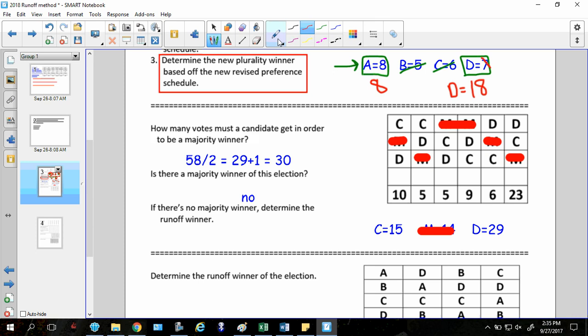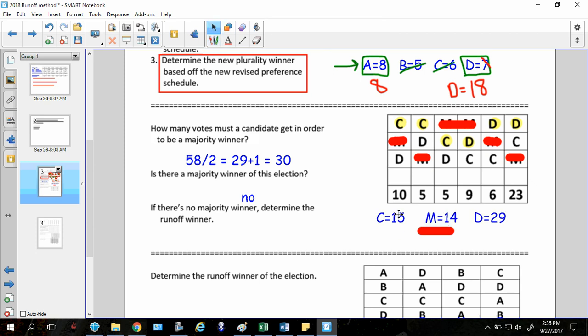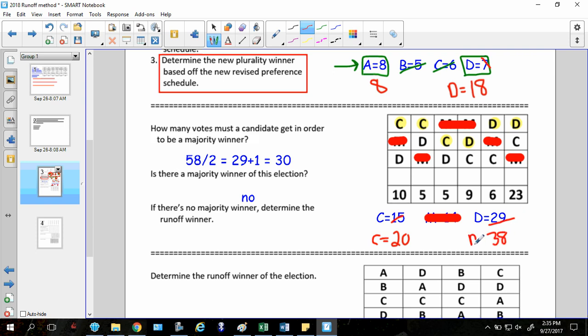Now, I can do this. Let me highlight. So C is number 1 here, C is number 1 here. D, D, D. They both won 3 columns, but remember, each column is weighted differently. So that means C's new plurality score is going to be 20. It's no longer 15. C now has 20, so let me write it right here. And D is no longer 29, it's now going to be 38. So my runoff winner is going to be D with 38.